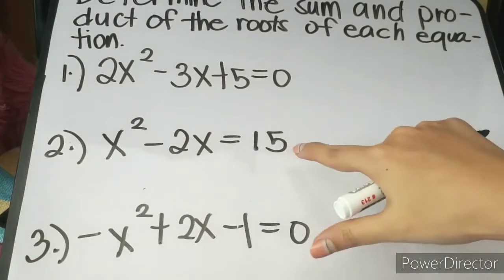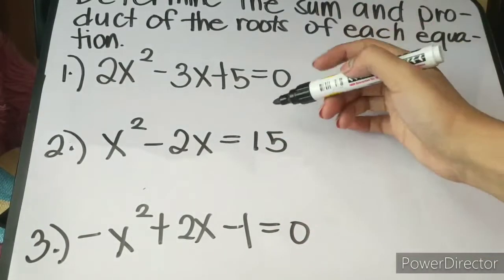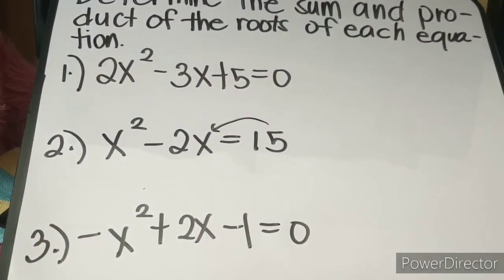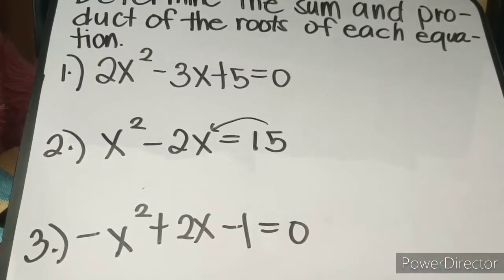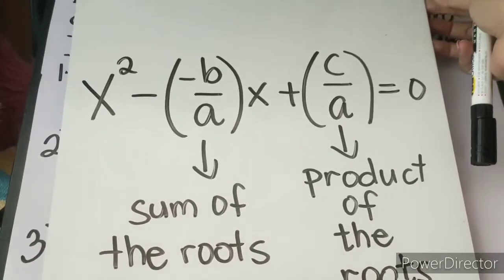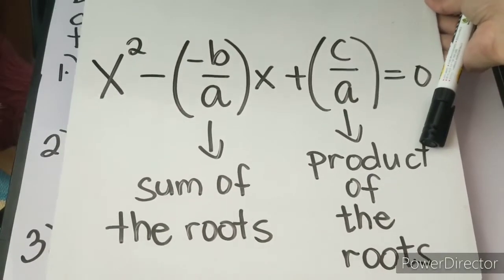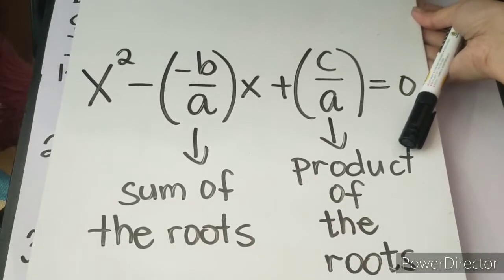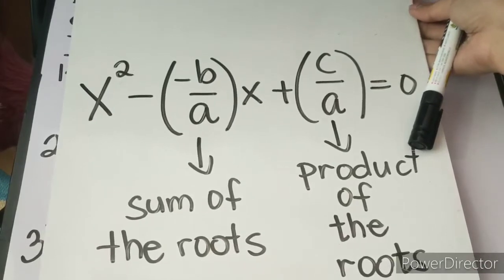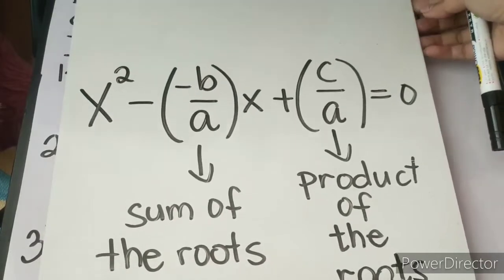kapag hinanap na natin yung sum and product ng number 2, dapat ililipat natin to the other side, or we could apply the addition property of equality. We will be adding both sides by negative 15. Okay? And this will be, ito po yung magiging formula natin para hanapin ang ating sum and product of the roots. Okay, so as you can see, it is x squared minus the negative b over a of x plus c over a equals to 0.